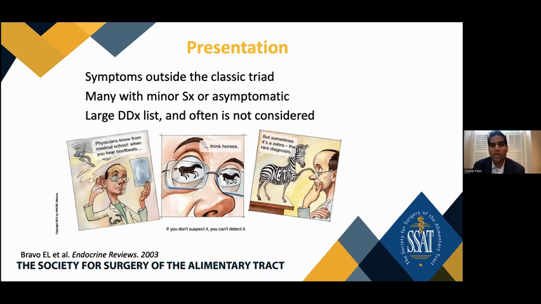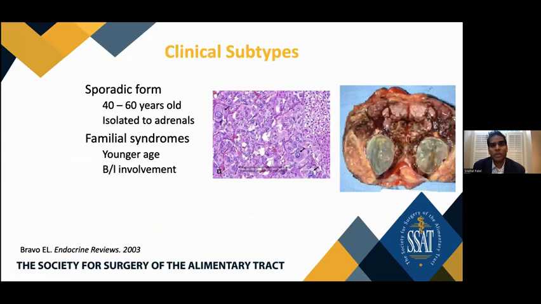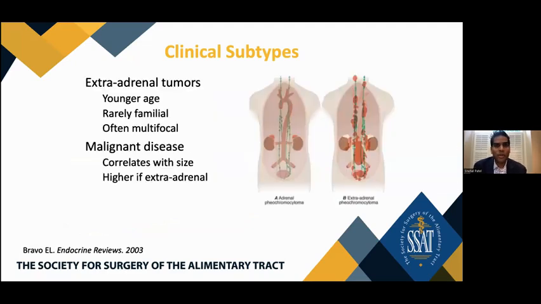So as Dr. Yip broke down the adrenal workup and non-functional tumors, I'd say the majority of the time, those are how these are found. And so when we break down the clinical subtypes, you have the sporadic form, which is generally in 40 to 60-year-olds and isolated just to the adrenal glands. And then we have to keep in mind the familial syndromes, which are younger in age and are often bilateral in involvement. And then the extra-adrenal tumors.